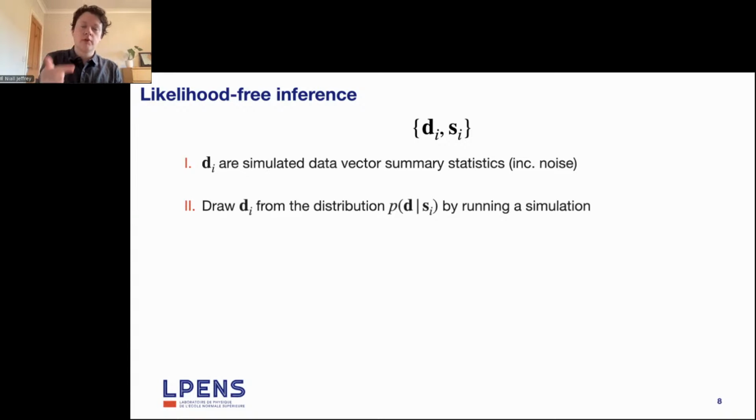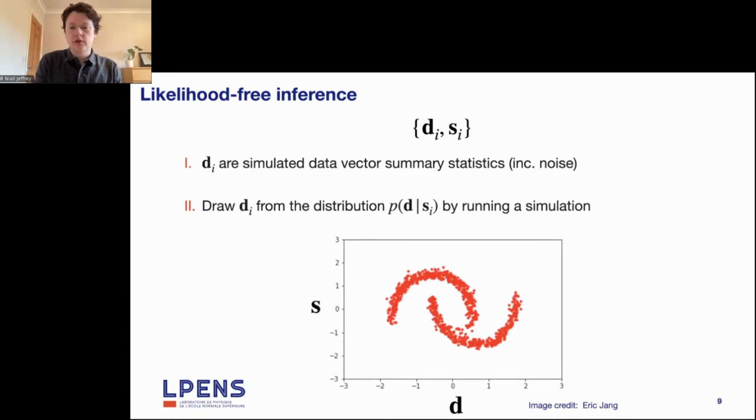What I can do, from this set of points, is estimate what density those were drawn from. So it's a density estimation problem in this particular case, but it doesn't have to be. So for example, you could have your data in a one-dimensional case. You have one data point and one parameter you're trying to infer. If you plotted your simulated data point D and its label S, you might get this shape.